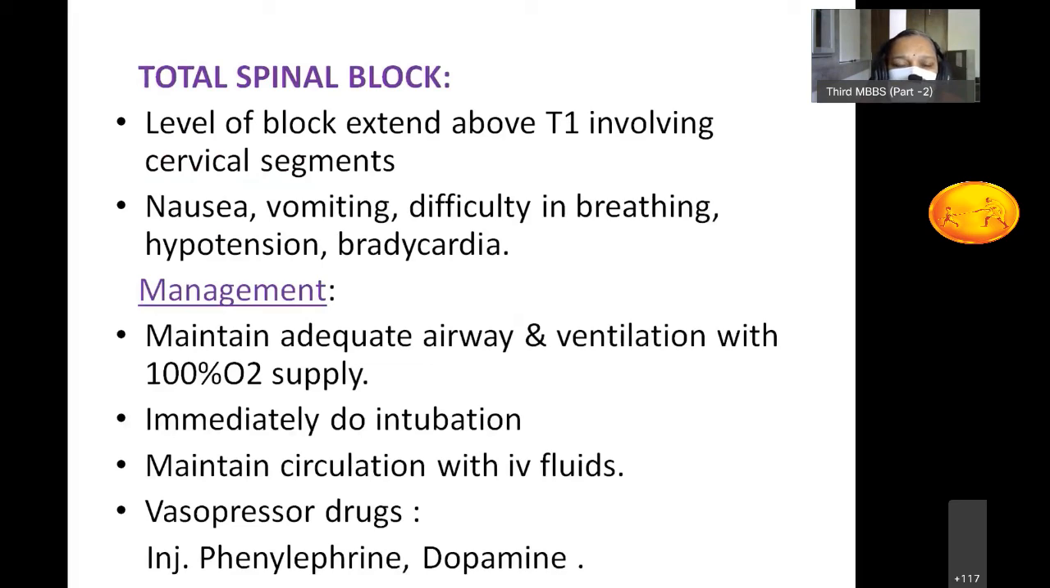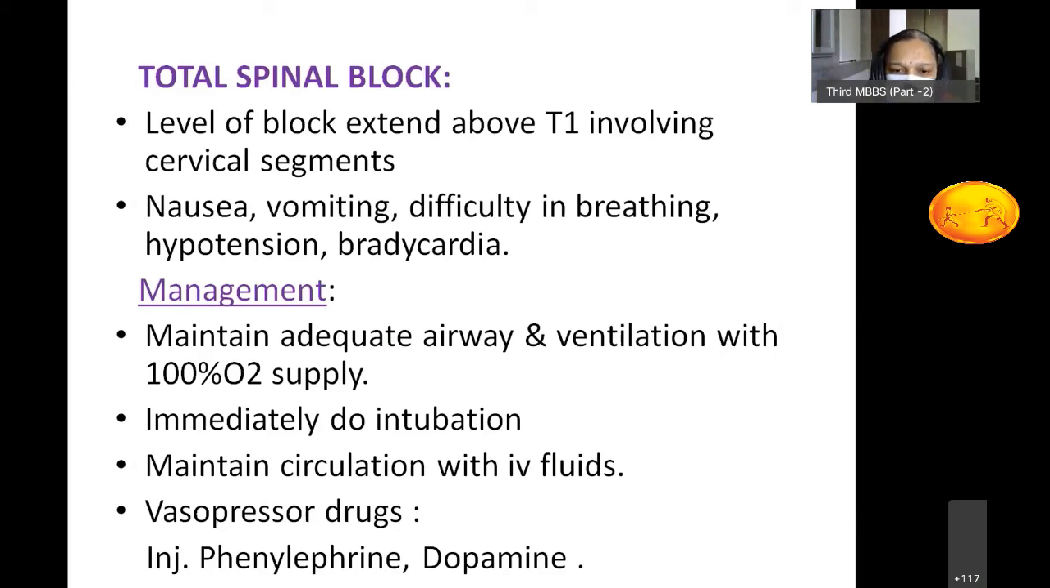The third, very rarely seen complication of spinal anesthesia is the total spinal block. When the level of the block exceeds above T1, involving the cervical segments of the cord, then it is called a total spinal block. There may be nausea, vomiting, difficulty in breathing, hypotension, and bradycardia, which are very severe. And the patient may complain of loss of voice.